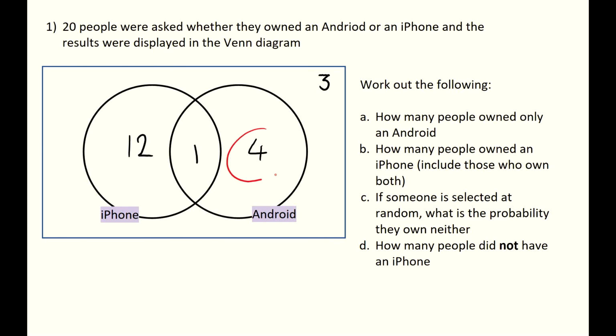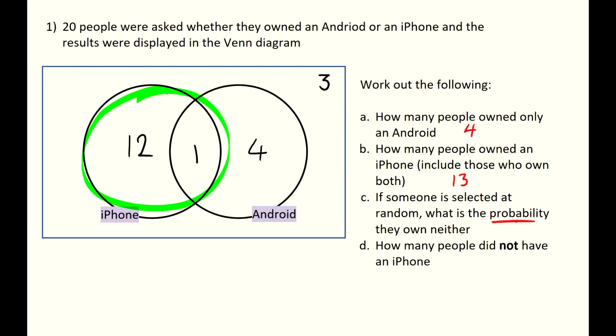How many people owned only an Android? It means they can't have an overlap, so it's just these 4. How many people owned an iPhone? They can also own an Android, because I want this whole circle. 12 plus 1 gives me 13 people.